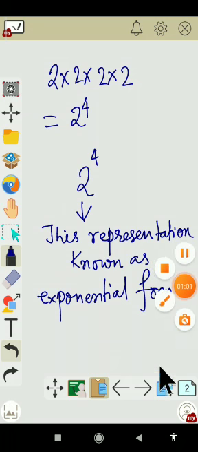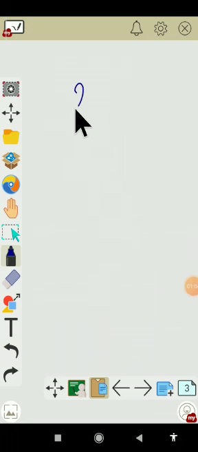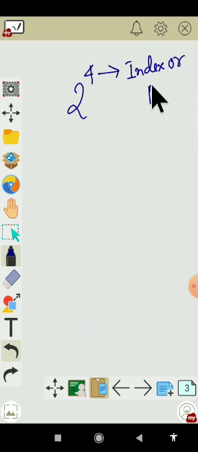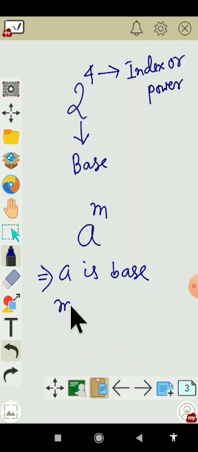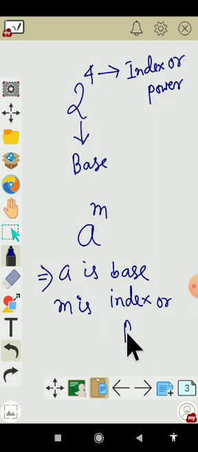Now in the representation, you will see that the power, this number, is known as the index or power, and the number 2 is known as the base. So if it is written a to the power m, then a is the base, and m is the index or power.